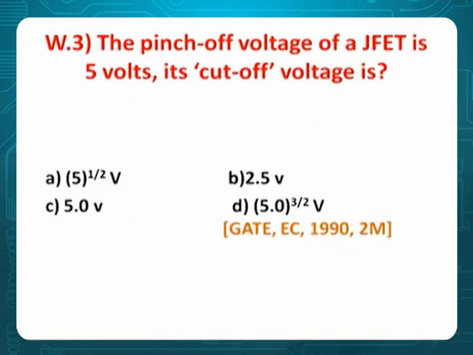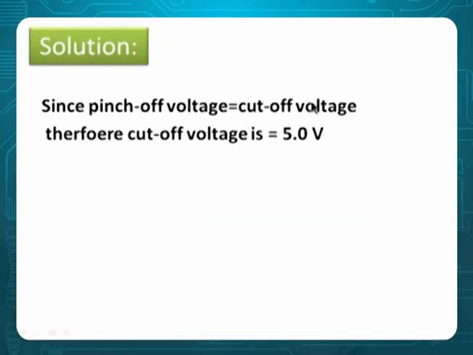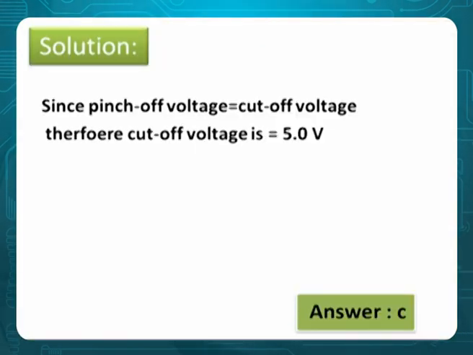The pinch off voltage of a JFET is 5 volts. What is its cutoff voltage? So the pinch off voltage is given, and what is the cutoff voltage? Since pinch off voltage is equal to cutoff, therefore the cutoff voltage is 5. Because if you see the transfer characteristics at pinch off voltage, there is no current. No current means what? Cutoff we call it. So option is C.